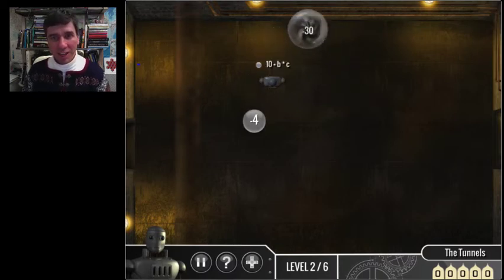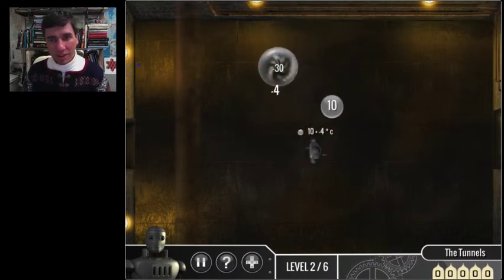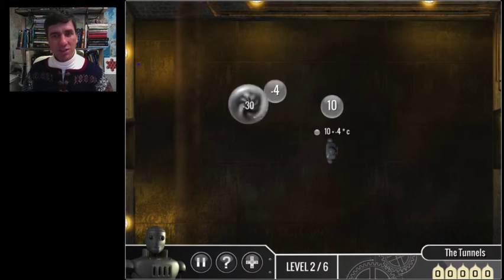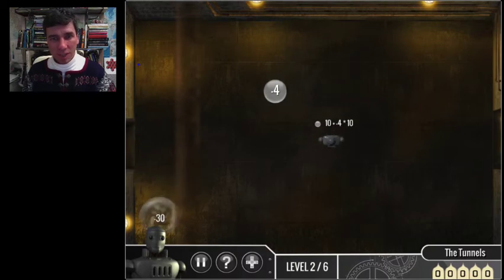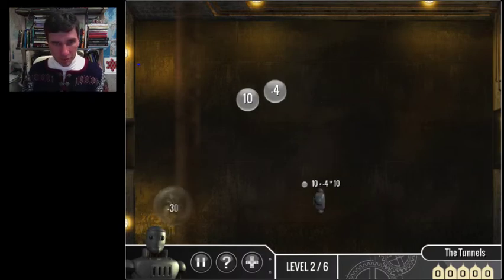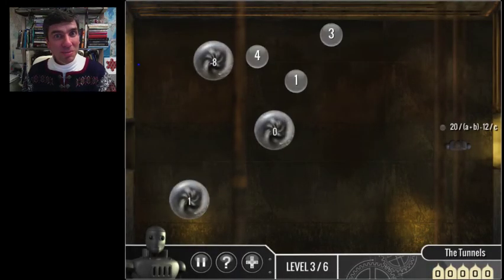Now, I'm going to enact my old strategy of getting to minus 30. I want 10 plus minus 4 times 10. So that should get me to minus 30. Fire. Got it. See how it works? Enjoy.